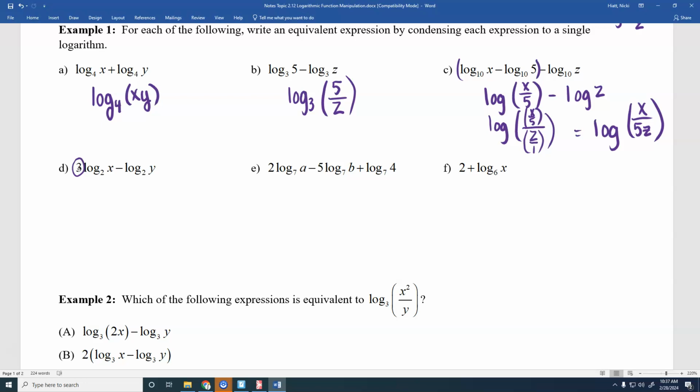I'm going to use the power property. This number right here is the coefficient, so this gets sucked back in as your exponent. All right? So if you have any coefficients, you can suck them back in as your exponent. And so you're going to have log base 2 of x cubed minus log base 2 of y. And now you just have log base 2 and log base 2. You can use that quotient property. You're going to have log base 2 of x cubed over y.